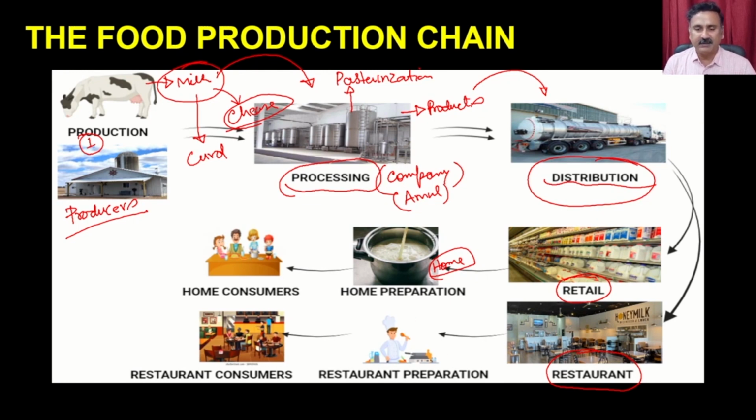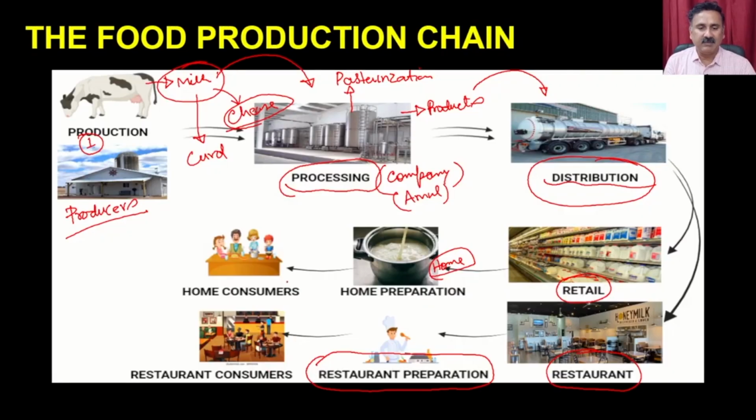From the restaurant, it will go to the kitchen of the restaurant, and then the chef is going to use these products for making different types of recipes. For example, when you go to a restaurant, they may give you some types of dishes. And then ultimately it is going to go to the final consumer. So the final consumer in the case of home preparation is going to be your family, whereas in the case of a restaurant, it is going to be the customers of that particular restaurant.